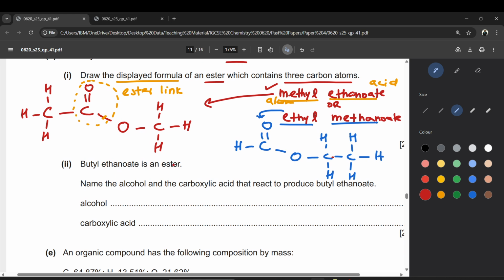Butyl ethanoate is an ester. Name the alcohol and the carboxylic acid that react to produce butyl ethanoate. As I mentioned, the first part of the name tells you the alcohol. So butyl tells you that this is butanol. The second part tells you the acid, so this is ethanoic acid.